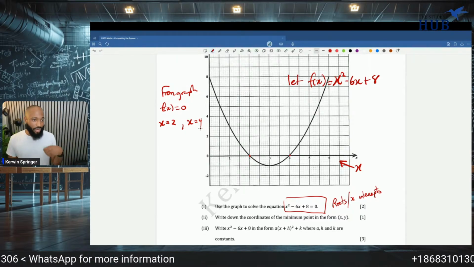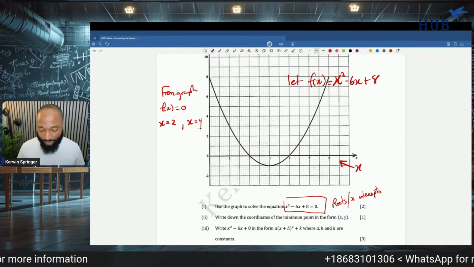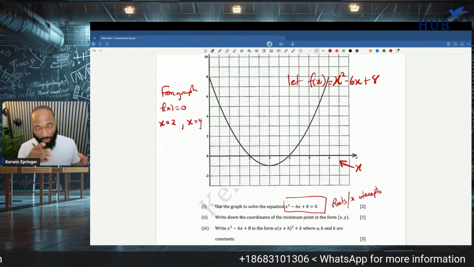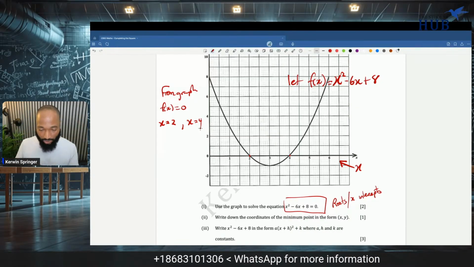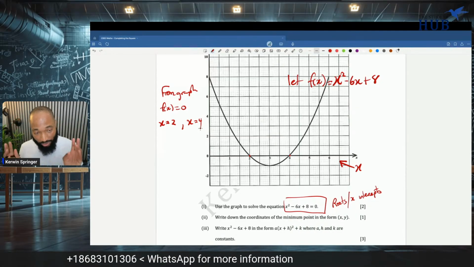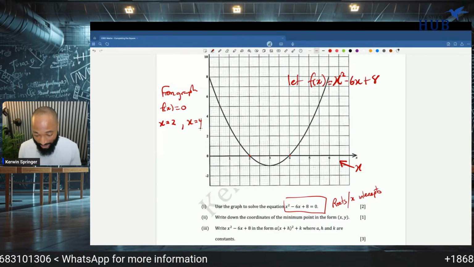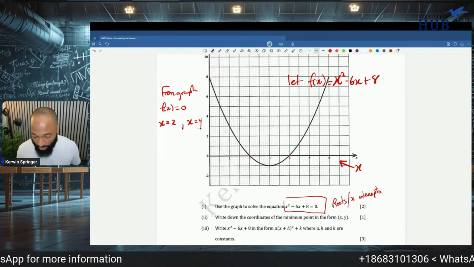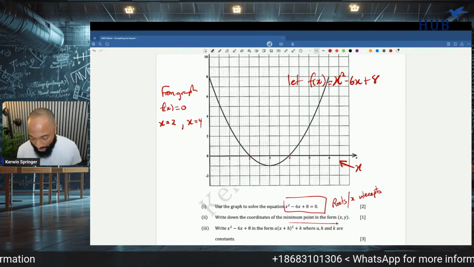So do you understand what happens from a graphical perspective? Remember when he equated it to 0 and we brought across the k, then we bring across the a, then we find this plus or minus square root and we form the x value, either x is this or x is that. That's the same thing. Write down the coordinates of the minimum point in the form x, y.